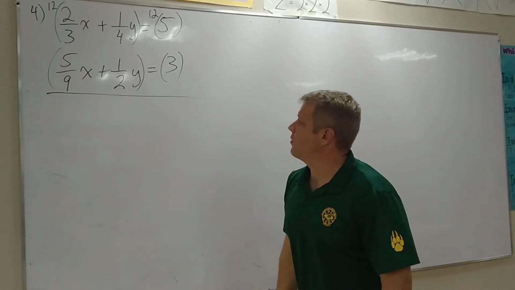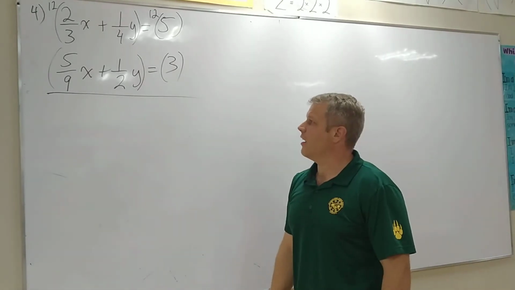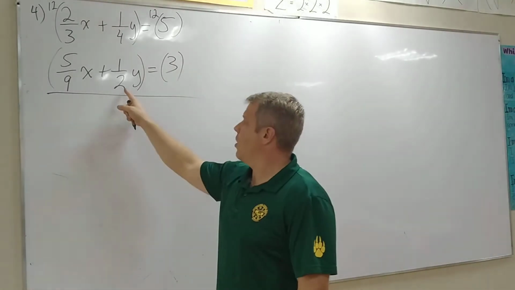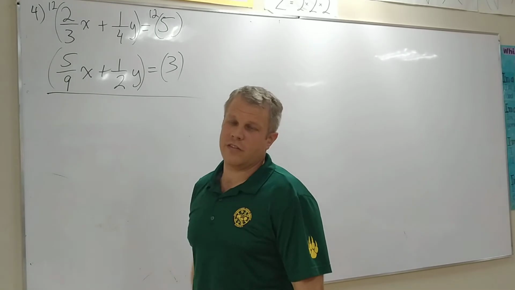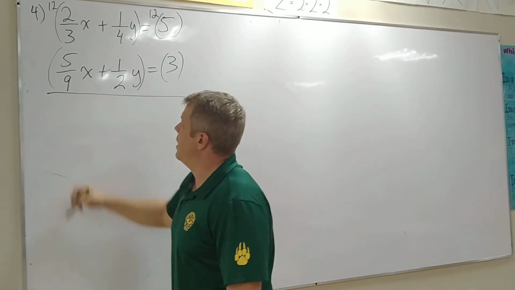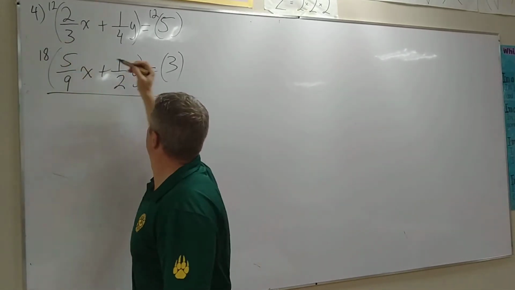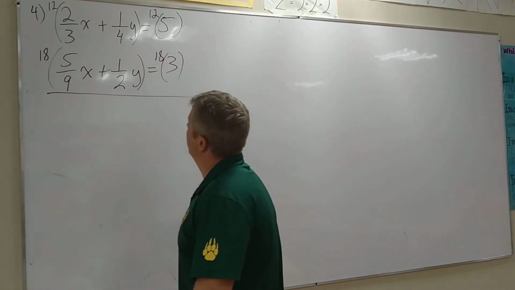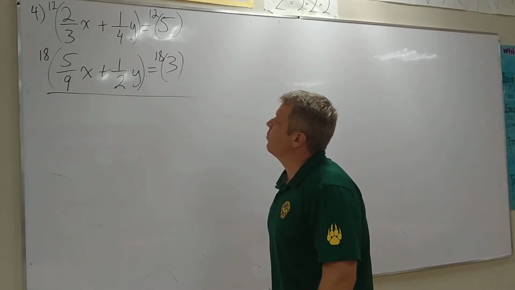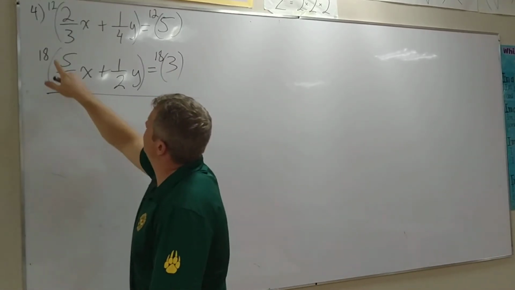To cancel the fractions here, we have denominators of 9 and 2. The lowest common multiple of 9 and 2 is 18. Okay? Now, just to make matters a little more simple before we distribute, let's cross simplify.